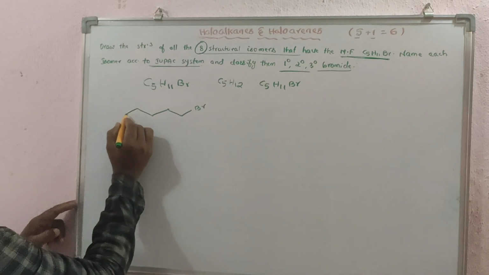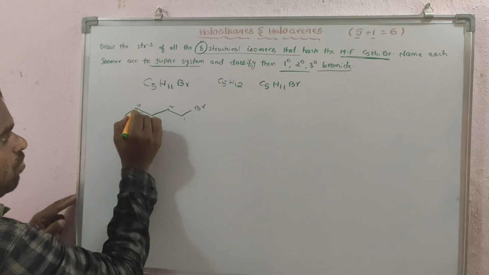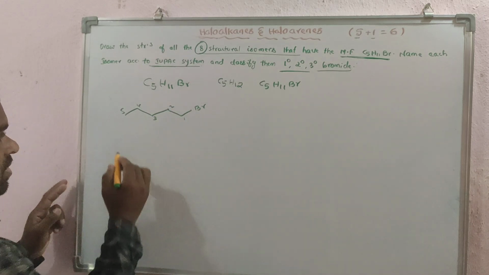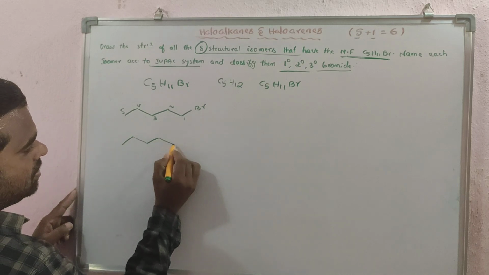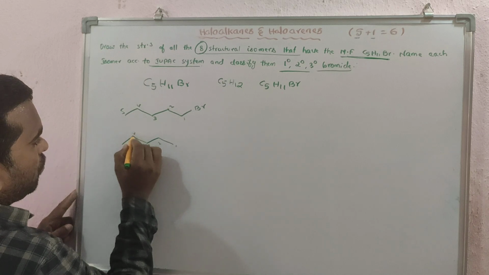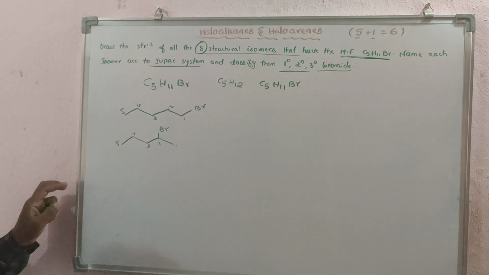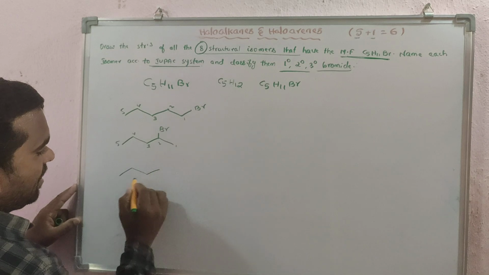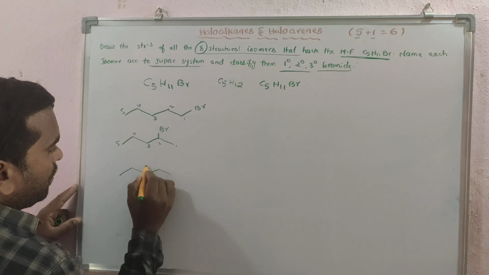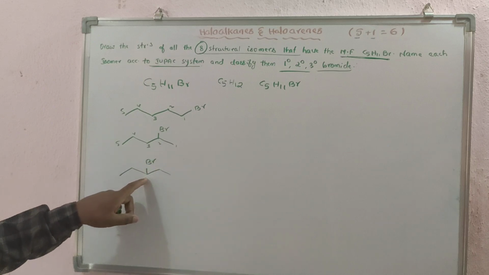Clear? See, 5 carbons, 1, 2, 3, 4, 5. Now I can put the bromine on the second carbon, and then you will get another structural isomer. Shall I write that one? This is 1, 2, 3, 4, 5, and now I write the bromine on the second position. This is another isomer. Now I will write it on the third position, and I will get another isomer. This is 1 bromopentane, 2 bromopentane, and 3 bromopentane.